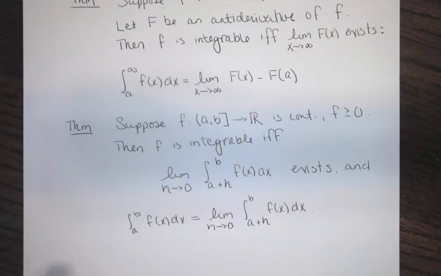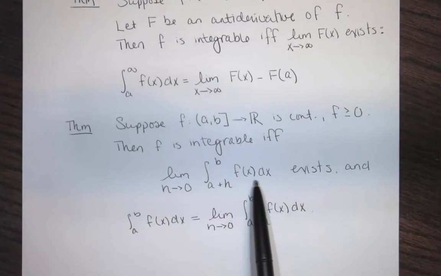The next theorem is for functions that have discontinuities at one end but are continuous everywhere. The next theorems are for functions that are unbounded at one end of a domain. So for example, if f maps the interval a to b, open on the a side and closed on the b side, if f is continuous and non-negative, then f is integrable if, and only if, the limit as h approaches 0 of the integral from a plus h to b of f of x dx exists.